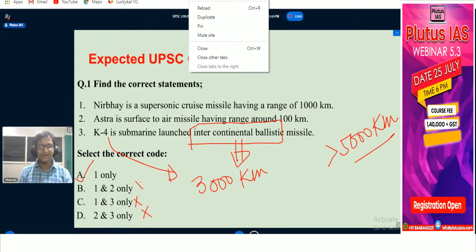Initially, no one answered A. Okay. Initially, no one answered A. So please be cautious.